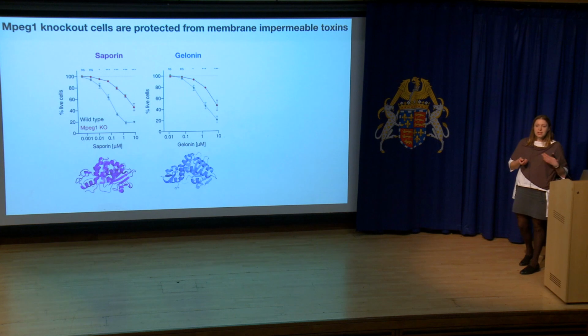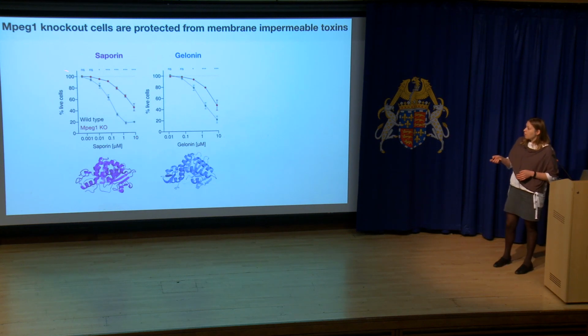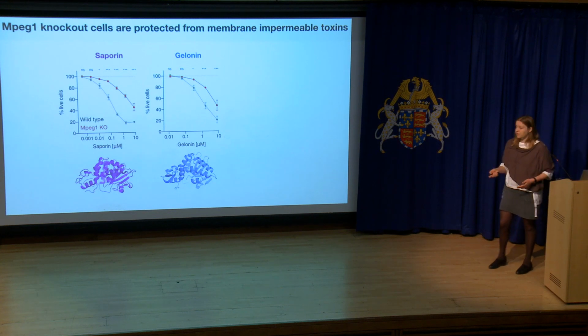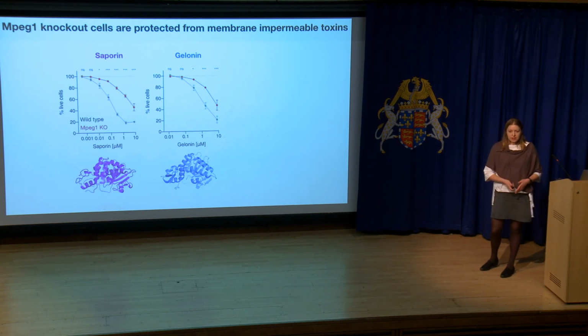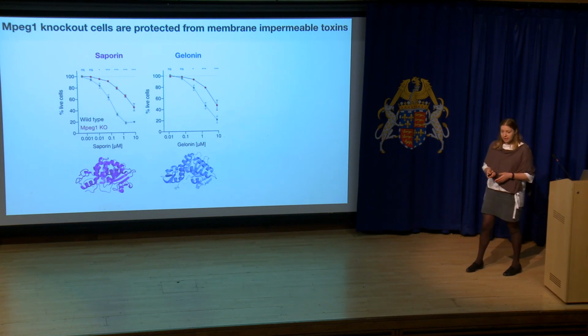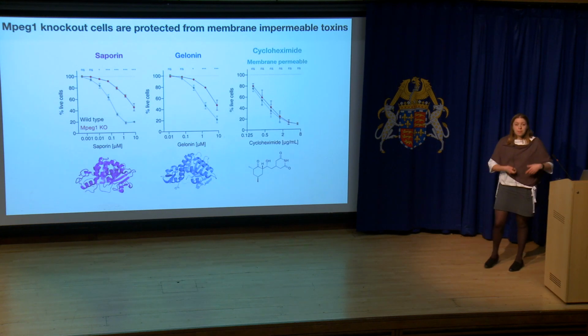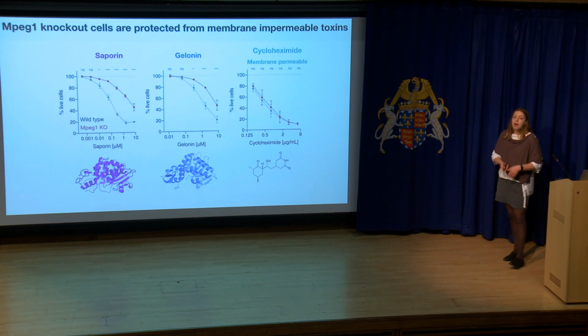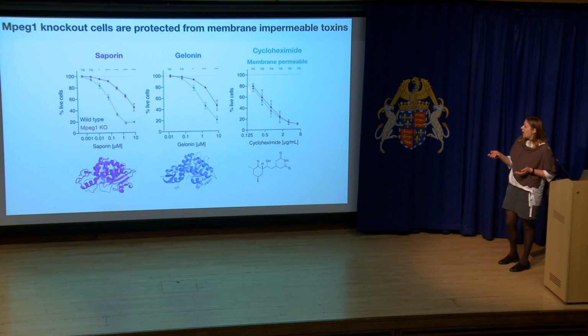So here we're looking at supportin-induced cell death, right? On the y-axis, we have percent of live cells. On the x-axis, we have concentration of supportin. With the increase in concentration, after 24 hours, the wild-type cells die, whereas the MPEG-1 knockout cells are protected, right? So the supportin is not getting in as efficiently. Here we're using a different toxin that also will lead to cell death once it's in the cytosol. And again, the MPEG-1 knockout cells are protected. We also used a membrane-permeable molecule that could arrest translation and can enter the cytosol spontaneously. And here, the MPEG-1 knockout cells are actually not protected from cell death.